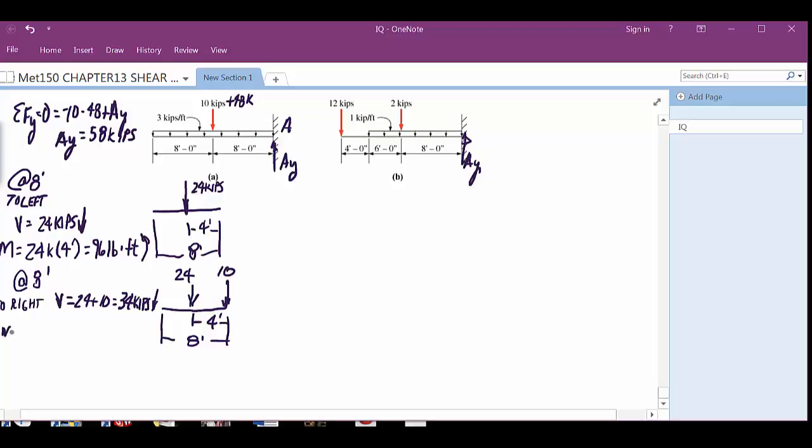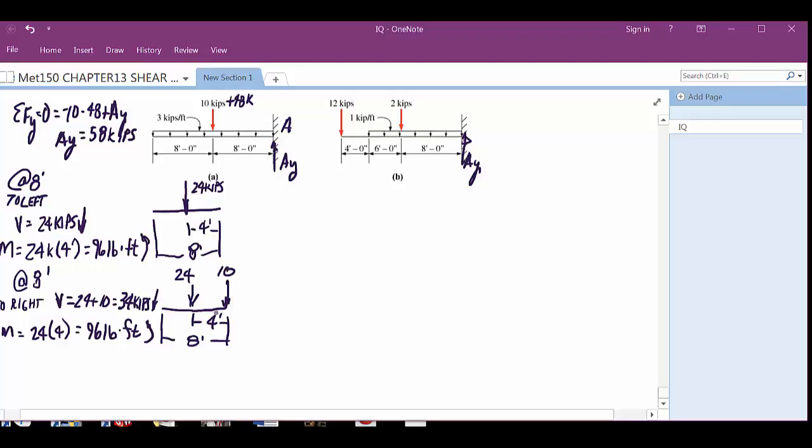The moment there now is still 24 times 4, isn't it? Because you can't take the 10, because there's no distance.